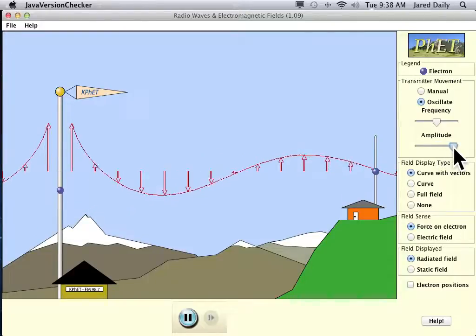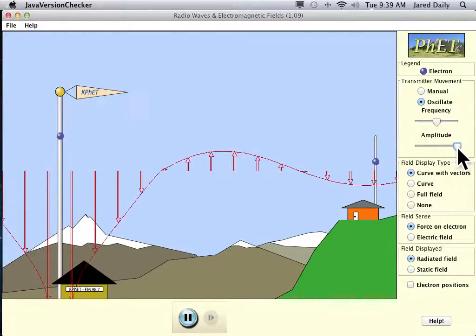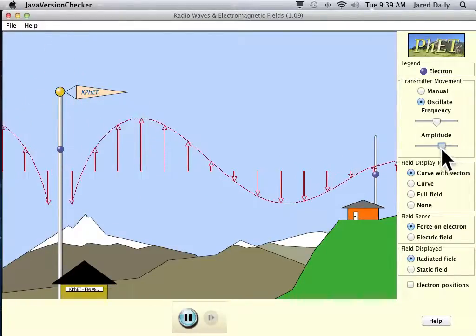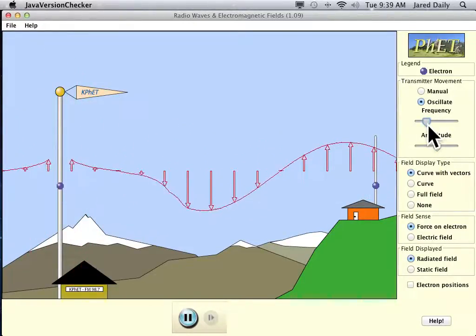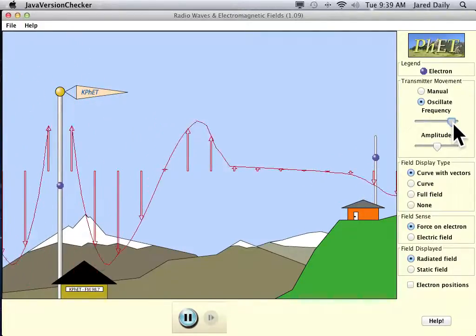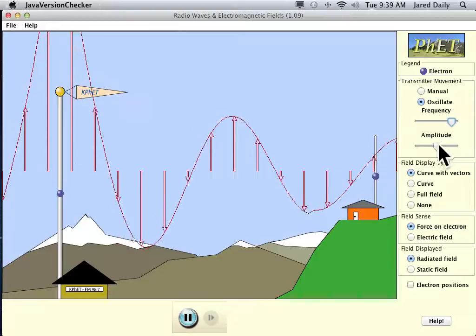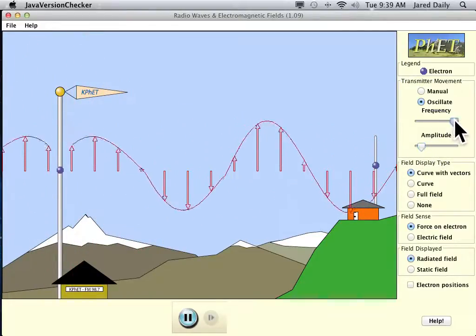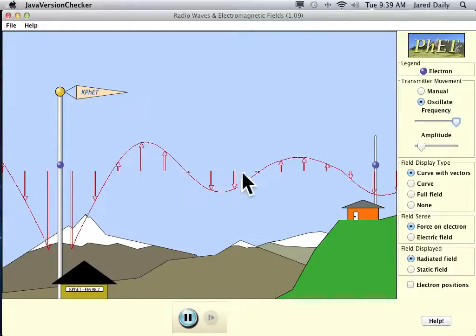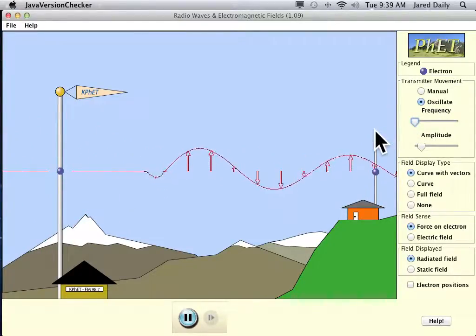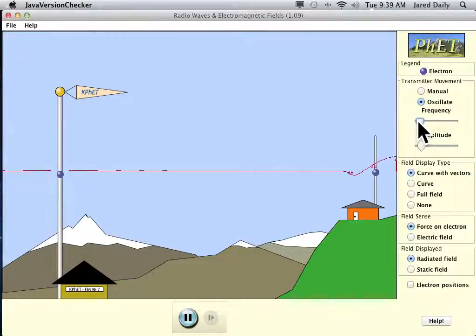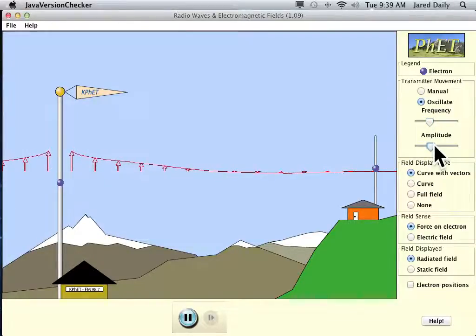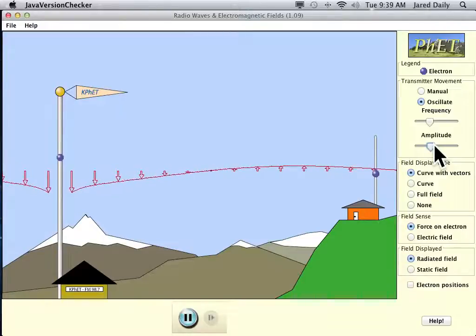If we increase the amplitude, that's like making the radio station louder. It's like making the sound louder at the other end. If we increase the frequency, it's like changing the channel. If the frequency goes up, move the amplitude down here. So if the frequency goes up, that changes the channel. Frequency goes down, that's 0, that's not going to help us. Very slow frequency makes the wavelength longer.